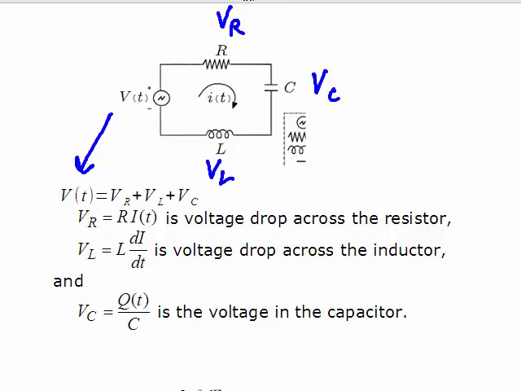And we have formulas for these. The voltage drop across the resistor is just the resistance times the current that's flowing around the circuit. The voltage in the inductor is the value of the inductor, L, times the rate of change of the current. So now you see where the differential equation is going to come from. And then the capacitor voltage is charge over capacitance, but we have another continuity equation that will also turn this Q into current.